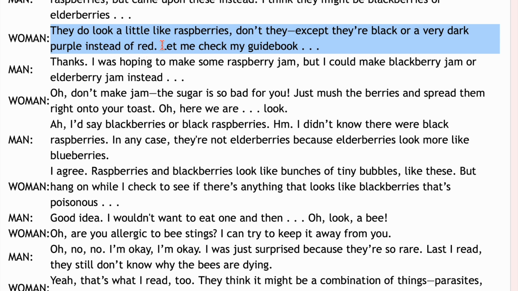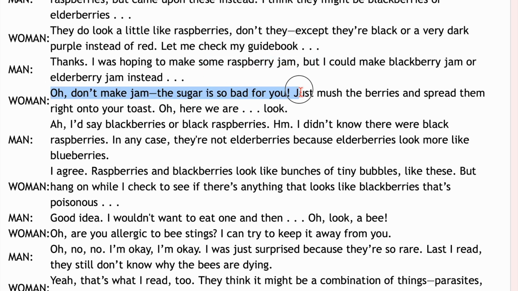They look a little like raspberries, don't they? Except they're black or a very dark purple instead of red. Let me check my guidebook. Thanks. I was hoping to make some raspberry jam, but I could make blackberry jam or elderberry jam instead. Oh no, don't make jam. The sugar is so bad for you. Just mush the berries and spread them right on to your toast. Oh, here we are. Look.